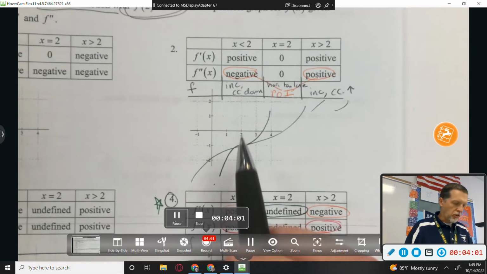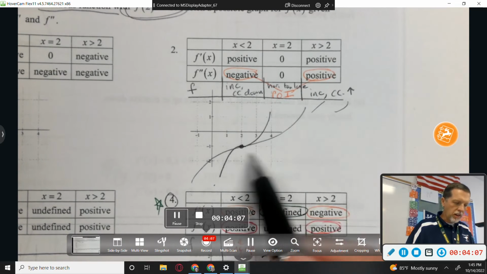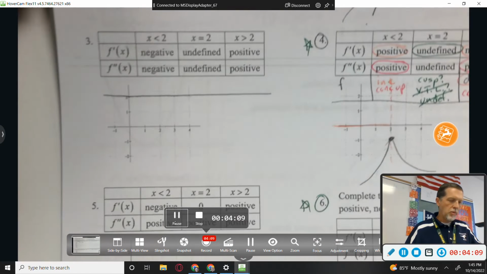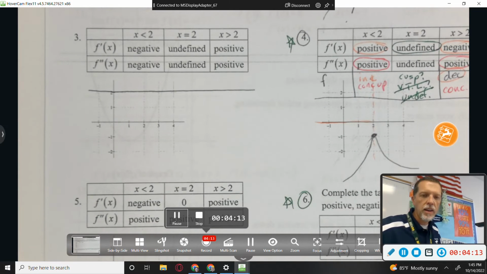So there's the picture for number 2. Increasing concave down, increasing concave up. Now let's try number 3. I'm going to press pause and let you try. So you press pause if you're watching at home.